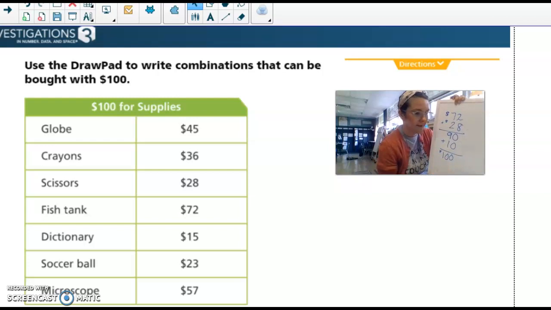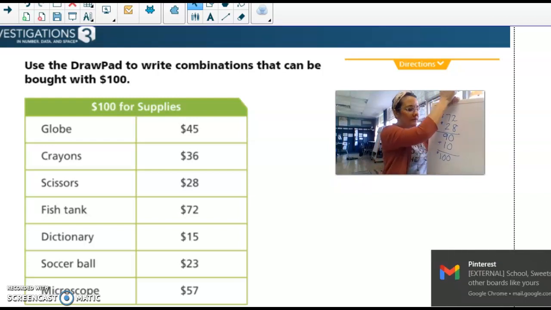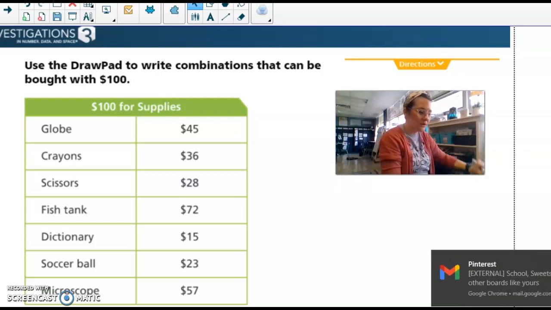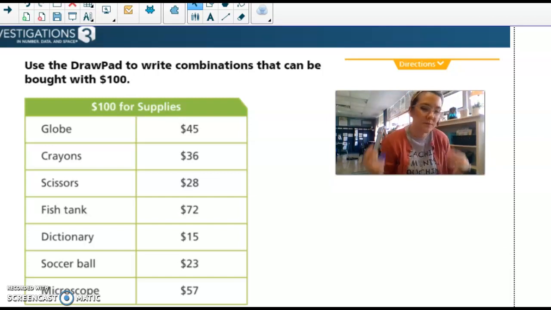Okay? What you're going to be doing today, you're going to be in a math workshop, and you're going to be looking at other money problems. So think about those money problems as whole numbers, and you're going to be solving problems about making combinations that equal or come close to a certain amount of money.